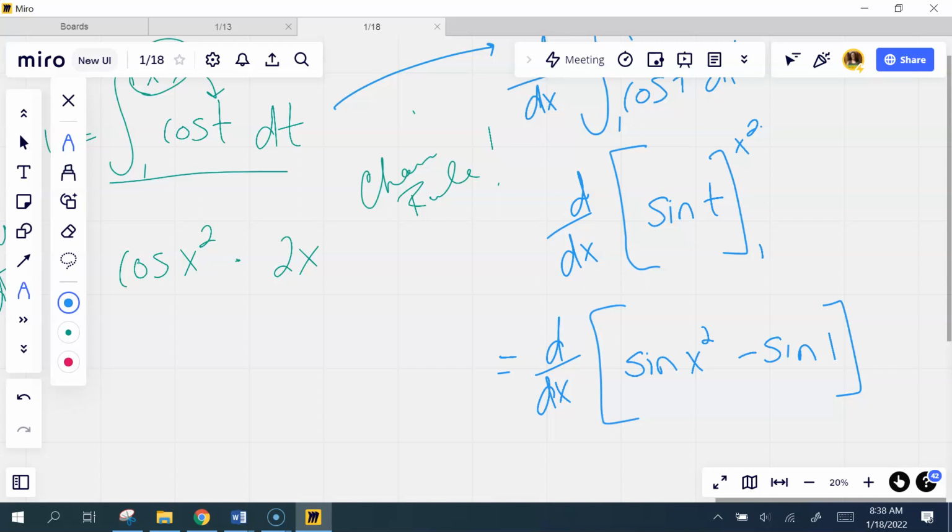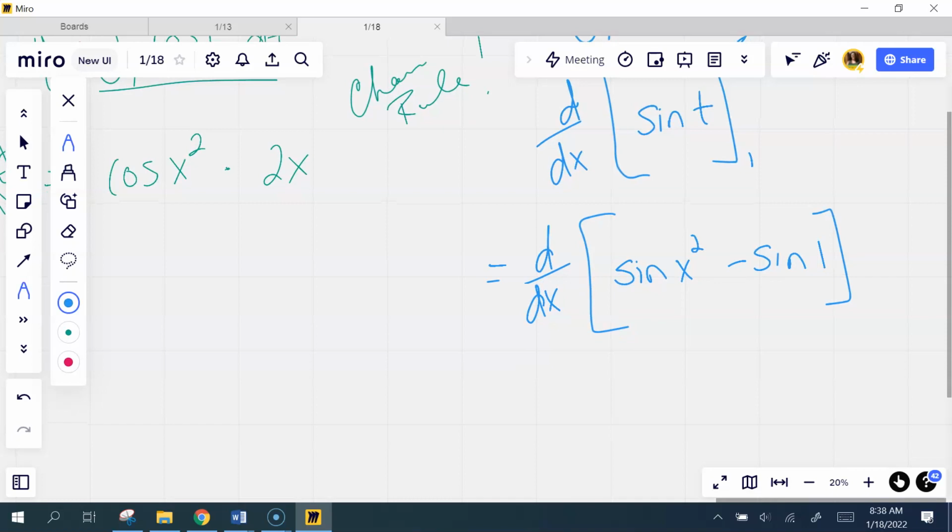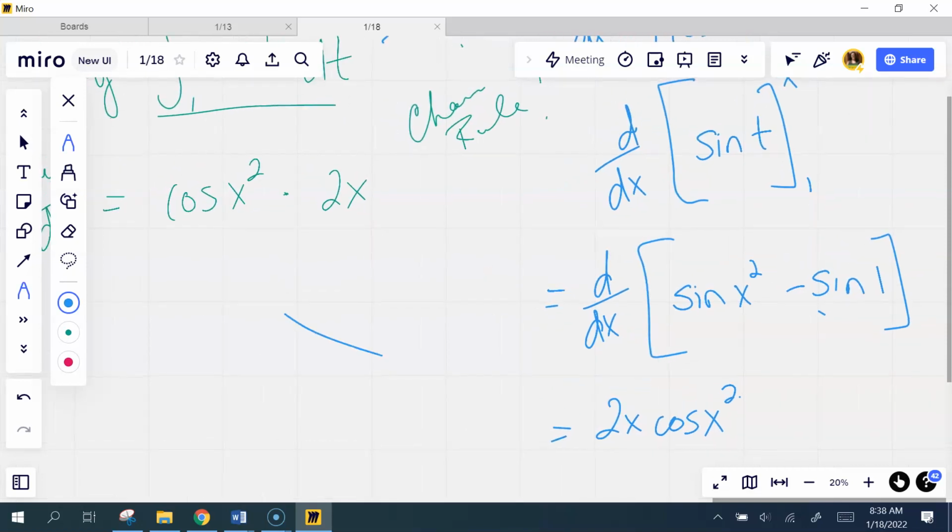All right, so what now? Now we need to do the derivative. What's the derivative of sine x squared? 2x, because that's the chain rule, times cosine x squared. Do you agree? What's the derivative of sine 1? It's 0. It's a constant. The derivative of a constant is 0. Does that make more sense?